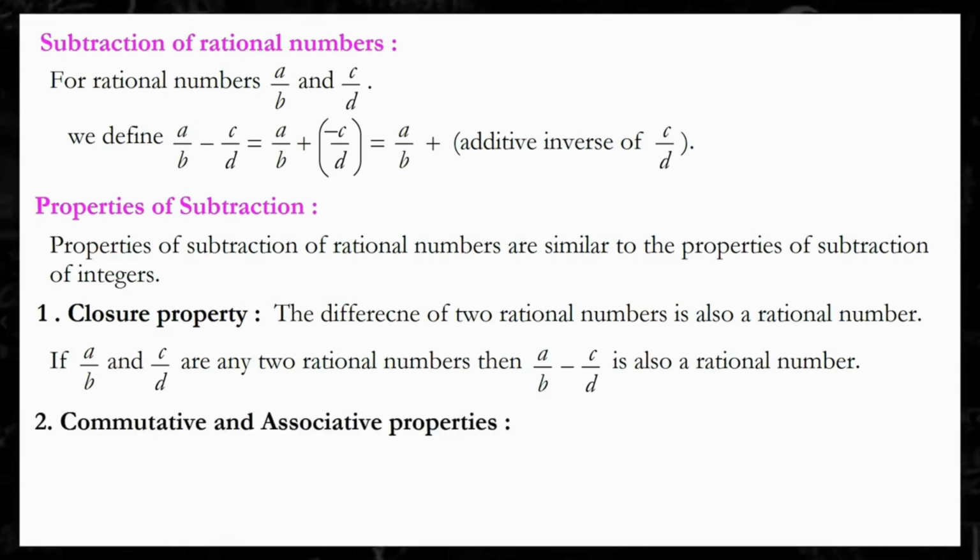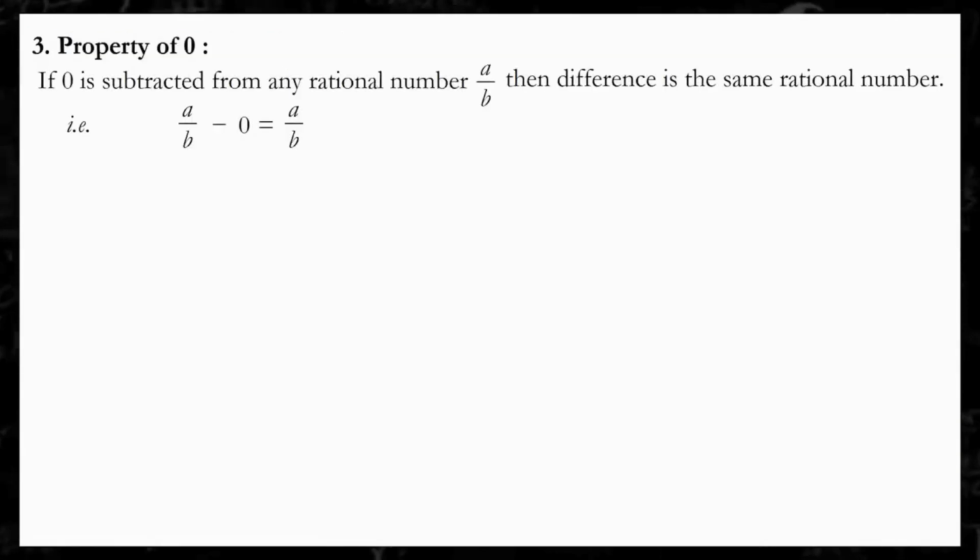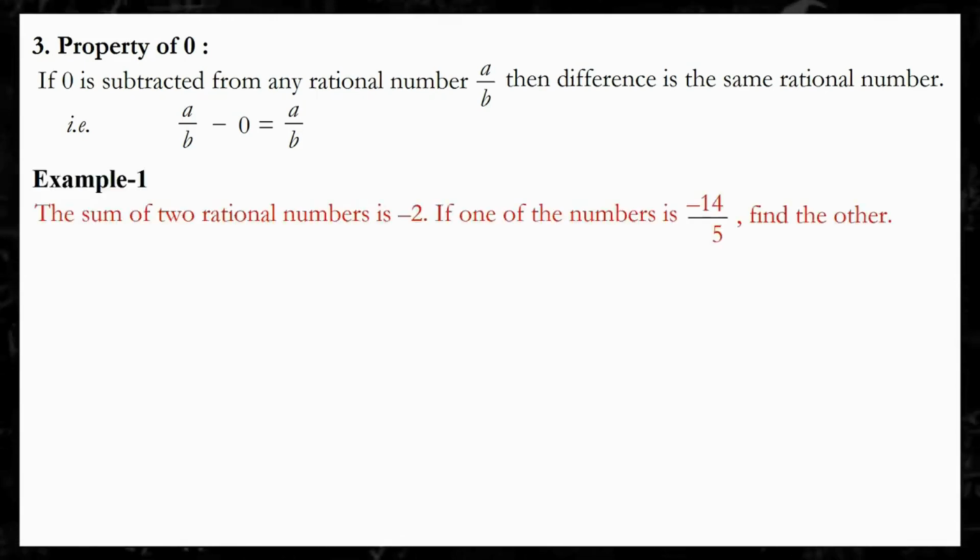2. Commutative and associative properties. Subtraction of rational numbers is neither commutative nor associative. 3. Property of 0. If 0 is subtracted from any rational number a/b, then the difference is the same rational number. That is, a/b minus 0 is equal to a/b.